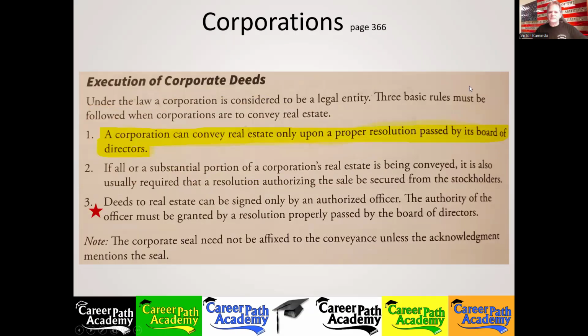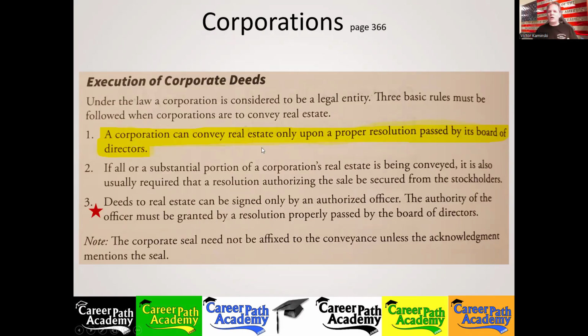So here on page 366, if you want to turn there just to highlight this. I think this is the only thing right there to highlight. Who makes all the major decisions in a corporation? Well, look, in a corporation, if they decide to sell a piece of real estate, they have to run it by their board of directors. A corporation can convey real estate only upon a proper resolution passed by its board of directors.